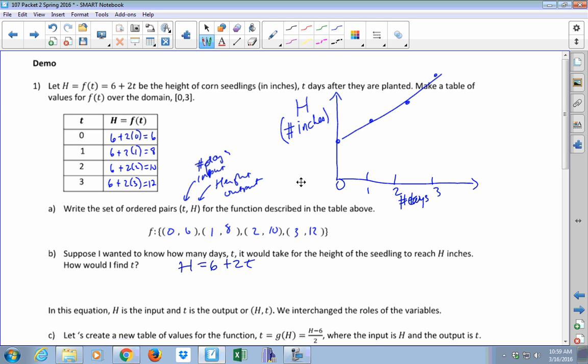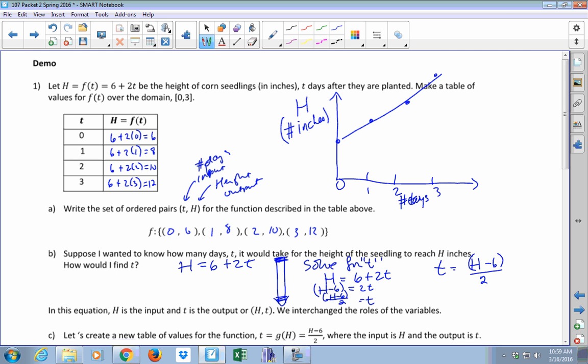Solve for t, right. So to answer this question, it would be good to have the equation in the form where we solve for t. You give me a height, I'll give you a day. So to do that, this is like the first preview activity. We want to solve this for t. So we subtract 6 from both sides. And then to get t, I divide by 2. Okay. So now we have t equals (h minus 6) divided by 2.